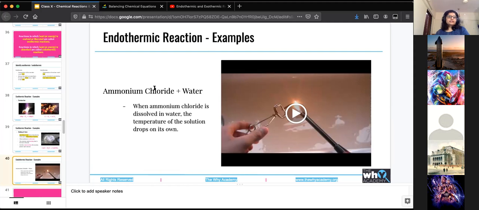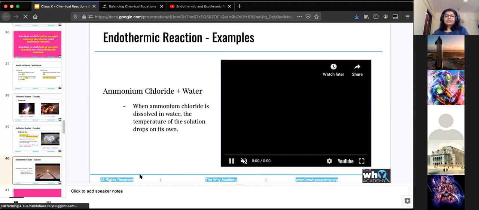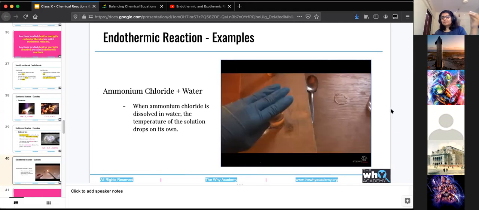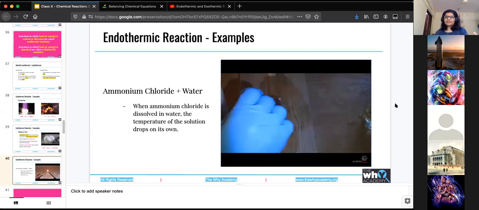Another reaction that is endothermic, that you can observe in the laboratory, is when you dissolve ammonium chloride in water. So this gives ammonium hydroxide and HCl ions in the solution. When ammonium chloride is dissolved in water, the temperature of the solution drops on its own. Like you're not putting it in the freezer, you're not doing anything. But when you do this particular reaction, you can see that suddenly the beaker is getting chilly. If you put a thermometer in it, you can see what happens to the temperature.